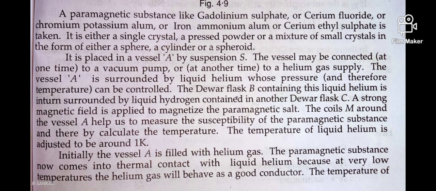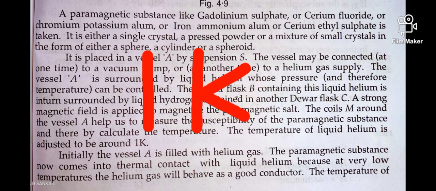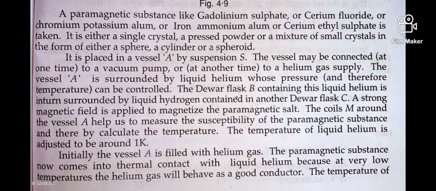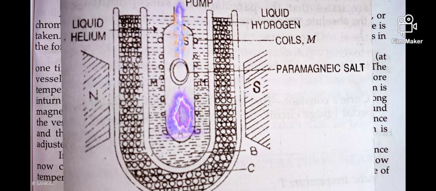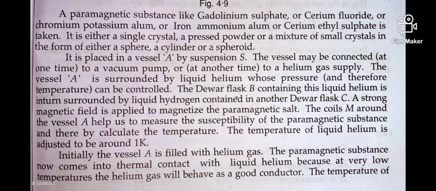The temperature of the liquid helium is adjusted to be around 1 Kelvin. Initially the vessel A is filled with helium gas. The paramagnetic substance comes into thermal contact with the liquid helium, which is at about 1 Kelvin, so there is heat transmission between the paramagnetic substance and the liquid helium. Liquid helium is a thermal conductor at low temperatures.